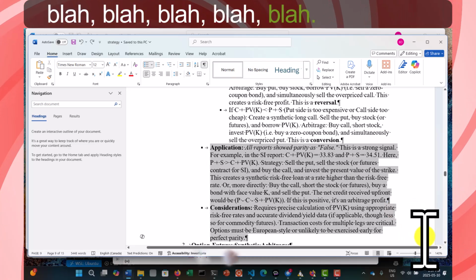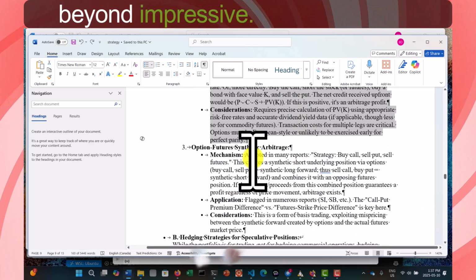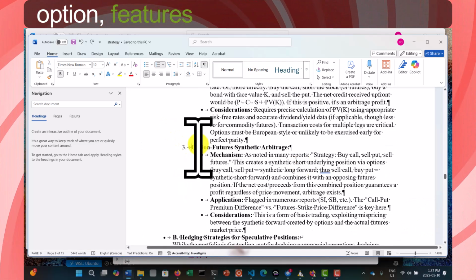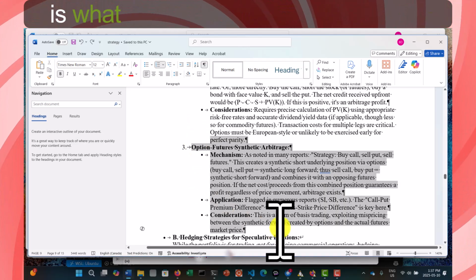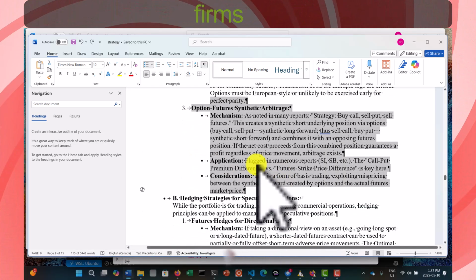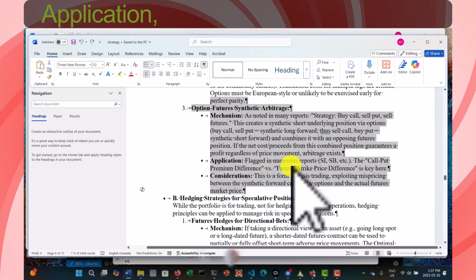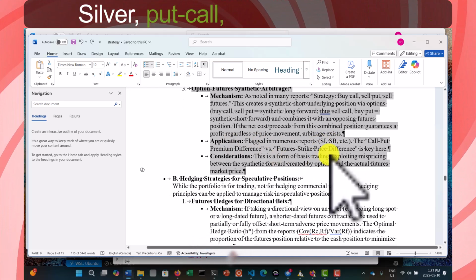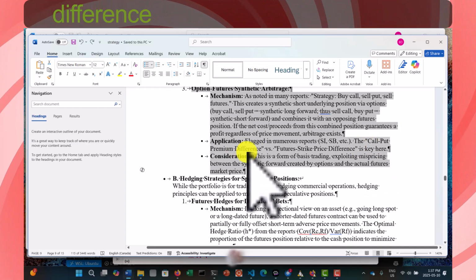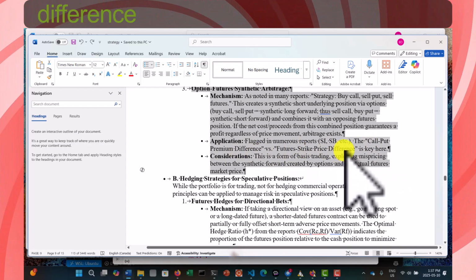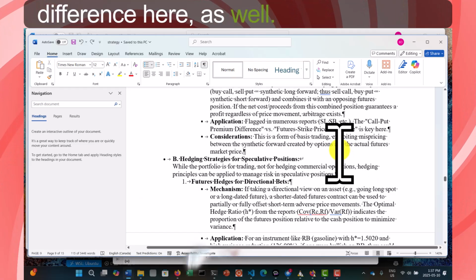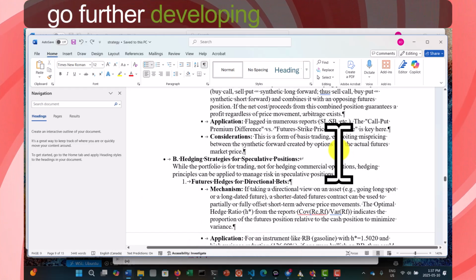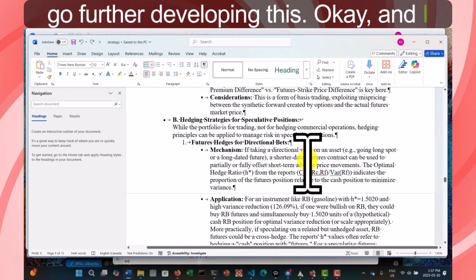This is just beyond impressive. So we have the option futures synthetic arbitrage. This is what I've talked about, what a lot of firms do. Applications: this can be done in soybeans, silver, call put premium difference versus a future strike price difference here as well. And I could go further developing this. Okay, I could go on and on.